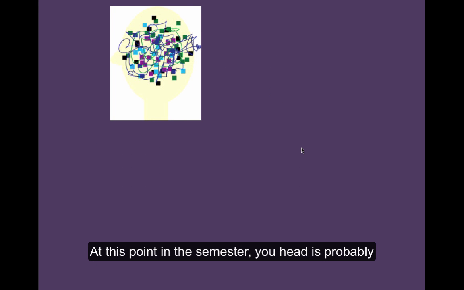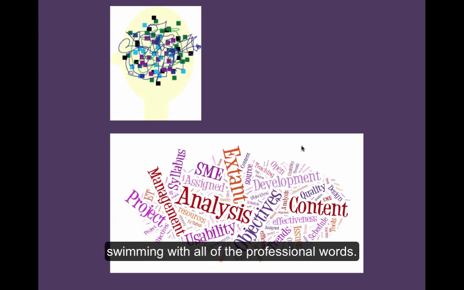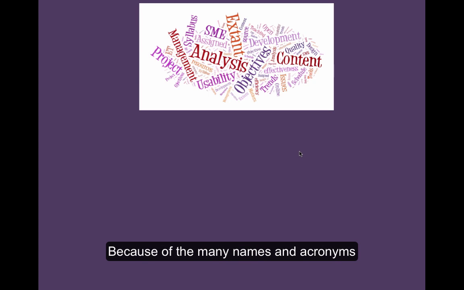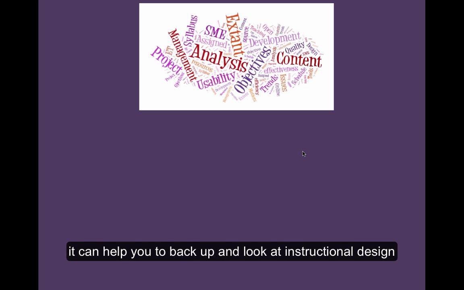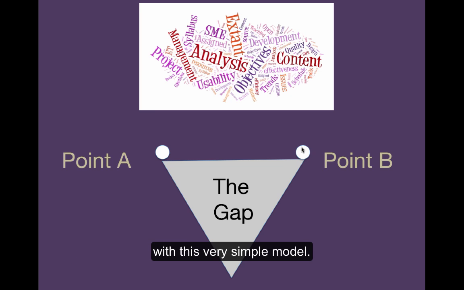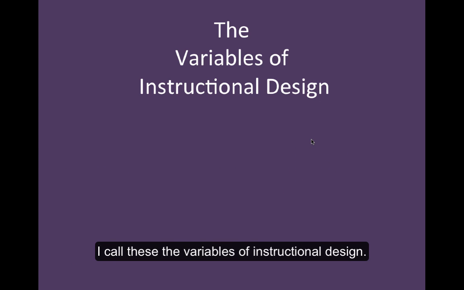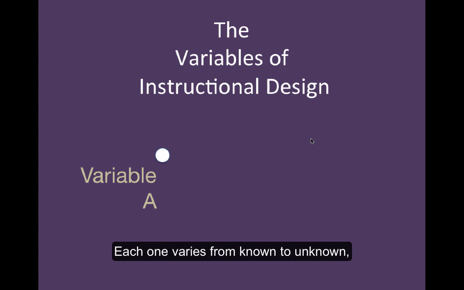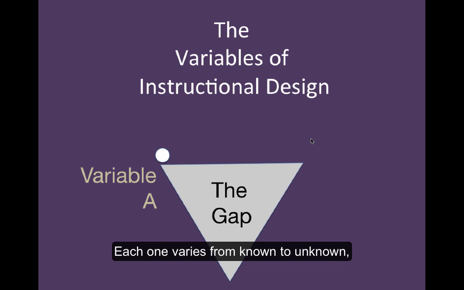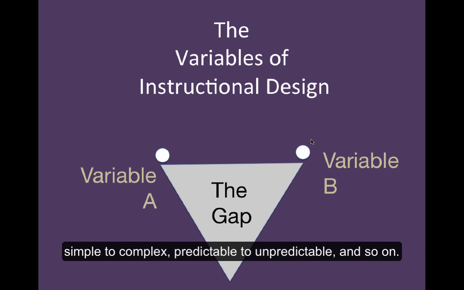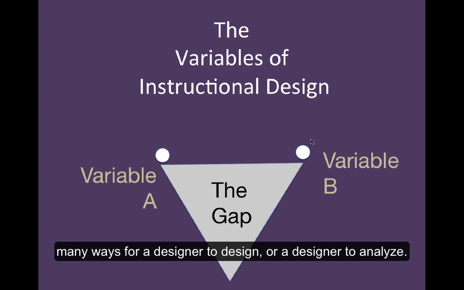At this point in the semester, your head is probably swimming with all of the professional words. Because of the many names and acronyms, it's going to help you to back up and look at instructional design with this very simple model. I call these the variables of instructional design. Each one varies from known to unknown, simple to complex, predictable to unpredictable, and so on.